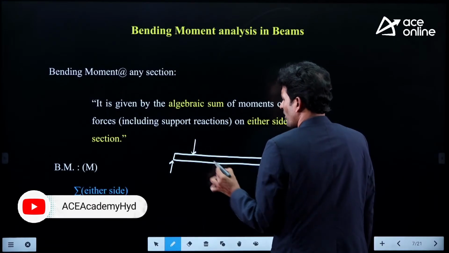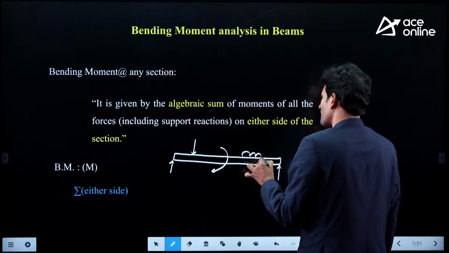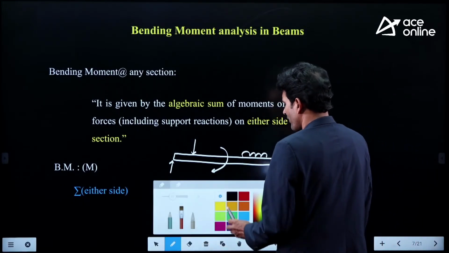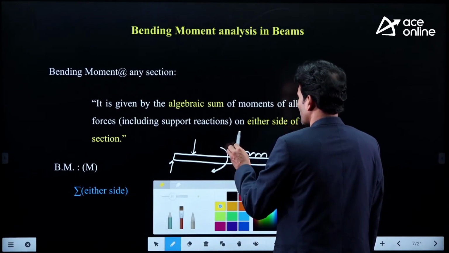Here I am using one point load. Here I am using one concentrated moment. Here I am using some partial UDL, something like this. Somewhere on this loaded beam, I want to find out what is the bending moment acting at this particular section.